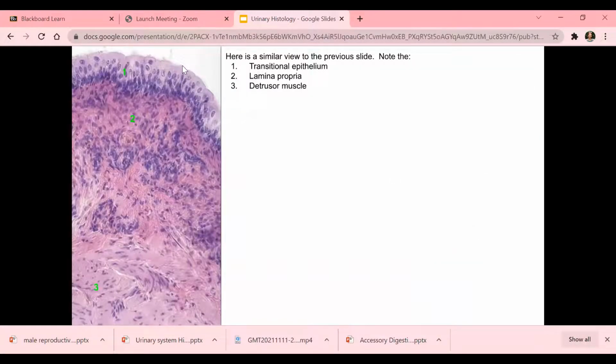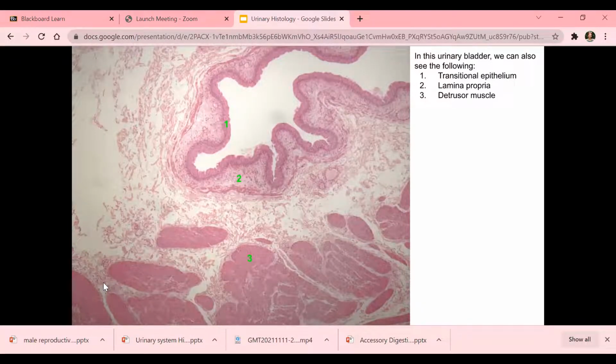This is the transitional epithelium. Look at the arch-shaped or umbrella-shaped cells in the apical layer of this epithelium, which become stretched and provide larger space. Lamina propria, and this is the muscularis layer, which is the detrusor. The other urinary bladder, you can see transitional epithelium and lamina propria, discontinuous muscularis mucosa, then you have tunica submucosa and detrusor muscle.